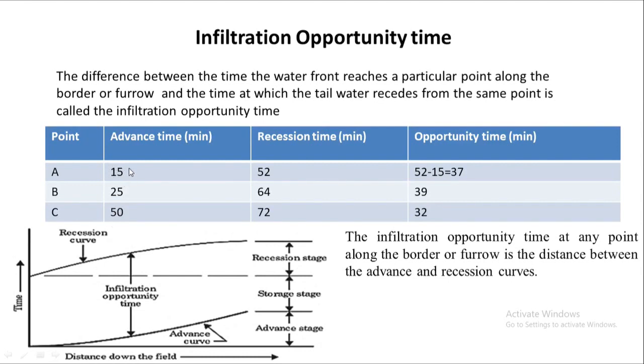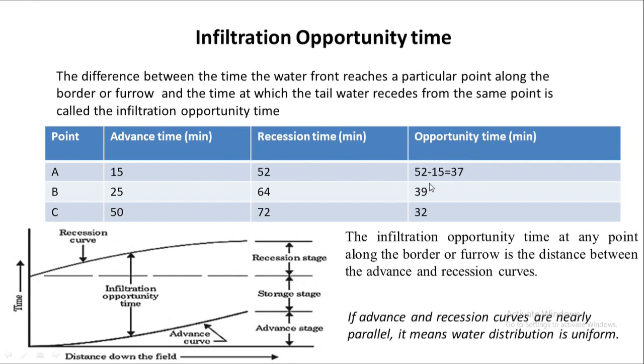At point A, advance time is 15 minutes and recession time is 52 minutes. So we can obtain opportunity time like this: 52 minus 15, which is equal to 37. Recession time minus advance time. Similarly, we can obtain infiltration opportunity time for other points. If advance and recession curves are nearly parallel, it means water distribution is uniform. It means that most of the points have similar infiltration opportunity time, or contact time.